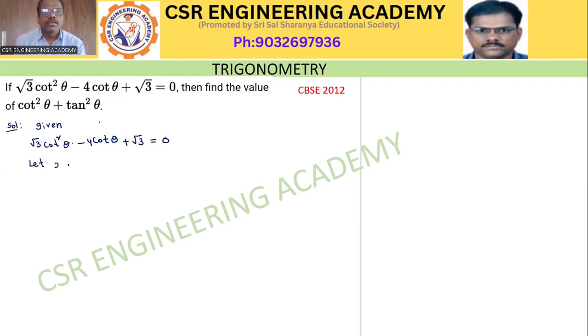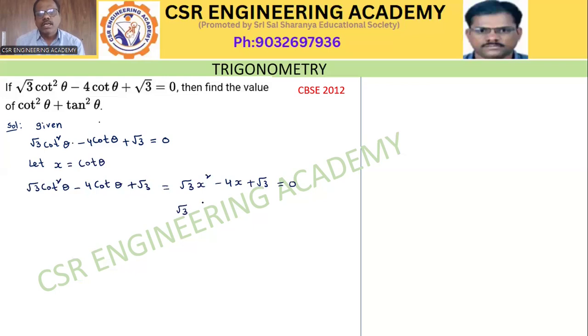Let x is equal to cot theta. Therefore, root 3 cot square theta minus 4 cot theta plus root 3 is equal to root 3 x square minus 4x plus root 3 is equal to 0. Root 3 x square minus 3x minus x plus root 3 is equal to 0. Split the middle term, that is, minus 4x is equal to minus 3x minus x.